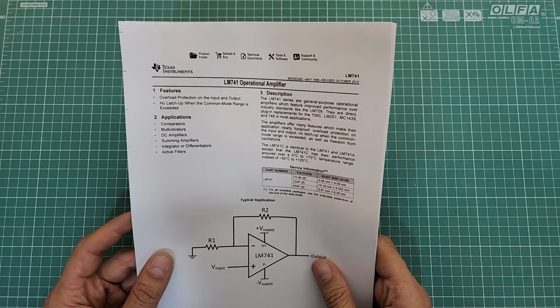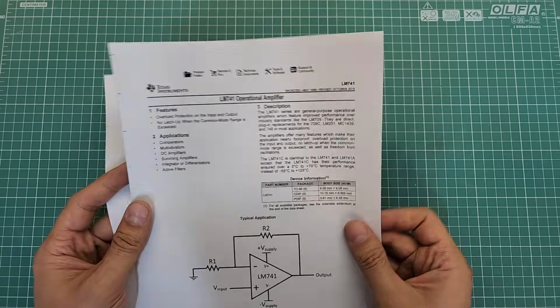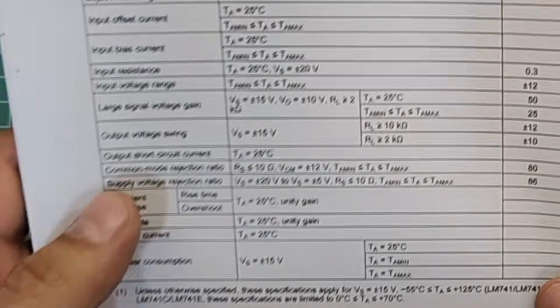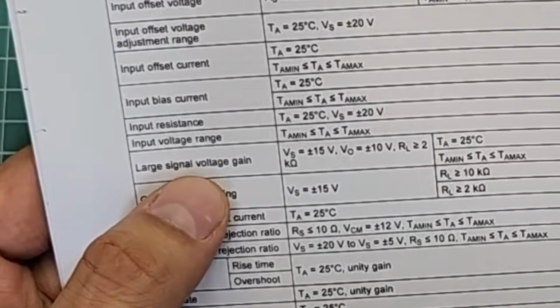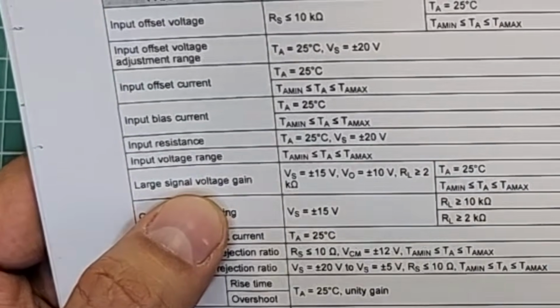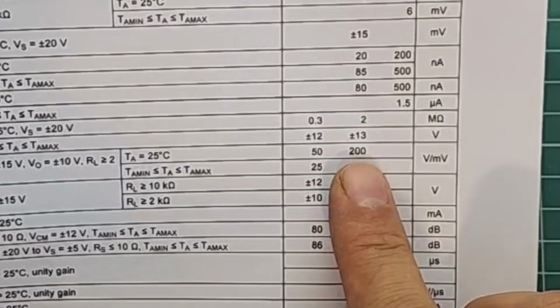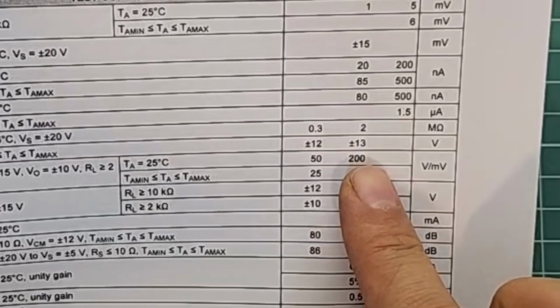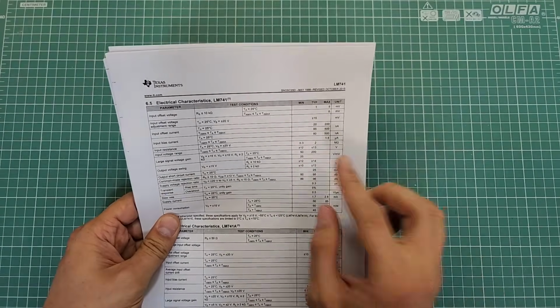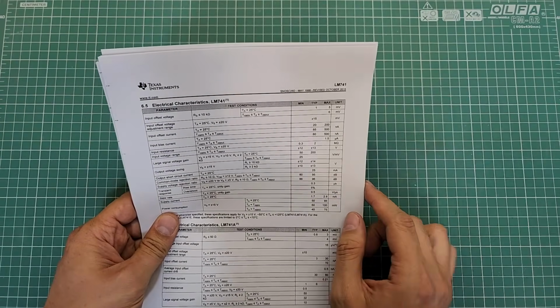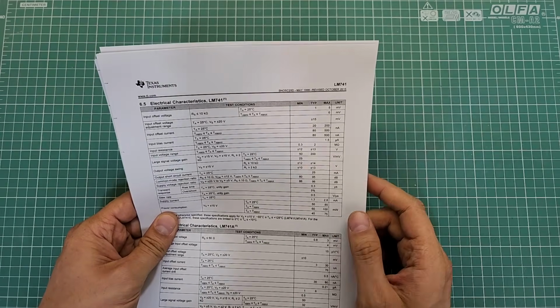This is the datasheet of LM741. Look at this parameter here. Large signal voltage gain, whose typical value is 200 volts per millivolt at room temperature. It means that this op-amp will amplify every 1 millivolt to 200 volts.